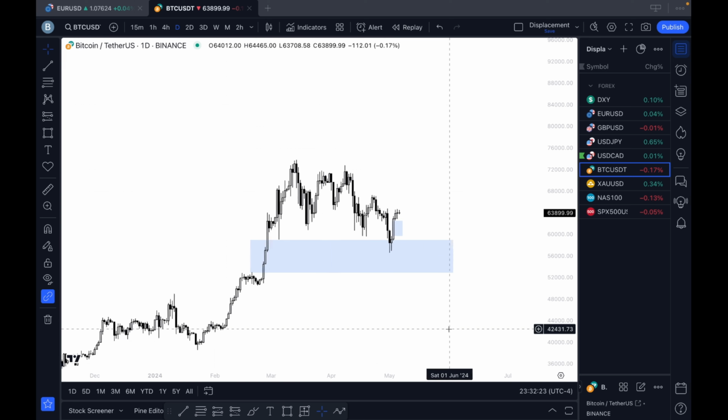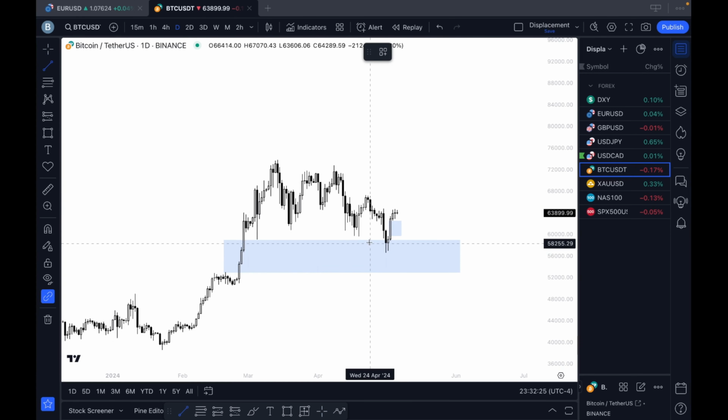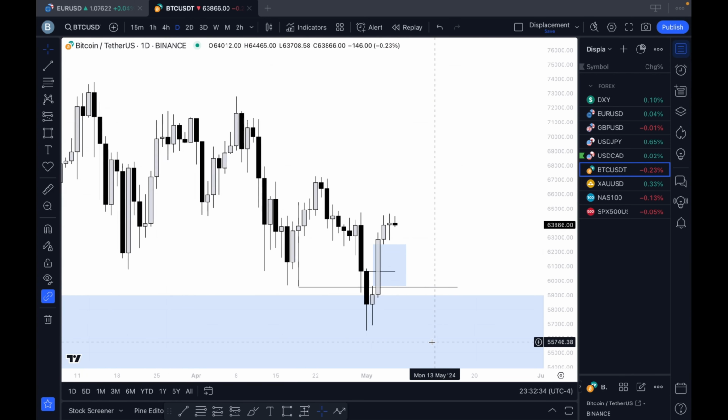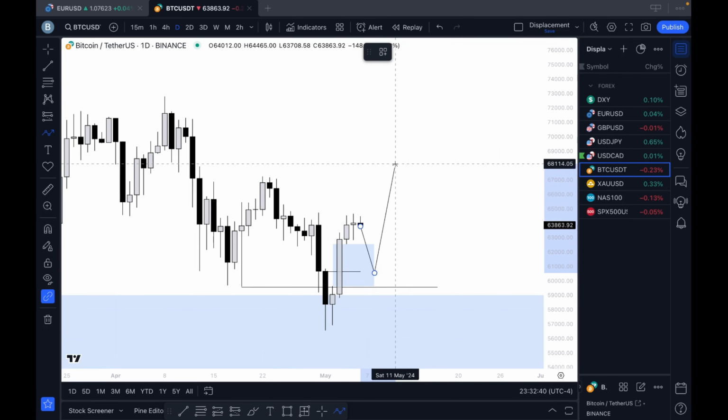In the daily time frame, we have the order block. That's my high priority order block. So this order block will be responsible for moving the price higher. Either you can participate in the trade inside the fair value gap, or we can wait for price to tap this order block and we can target this high.